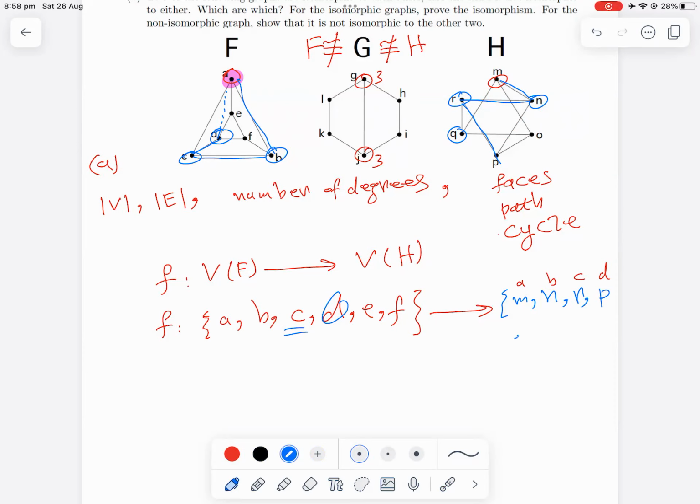And now after P, I should have R. I have chosen R already. Okay. I should choose now O. And now I wanna choose after O, what do we have? Q. Okay, so this one is E, this one is F.